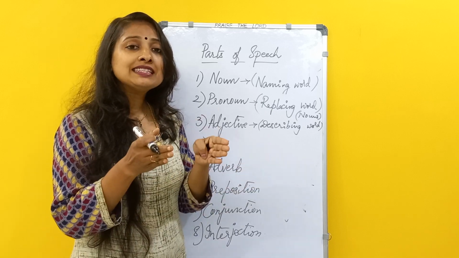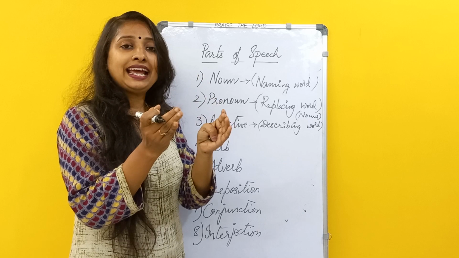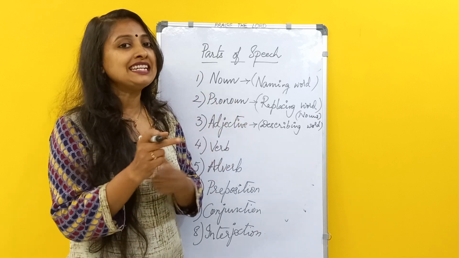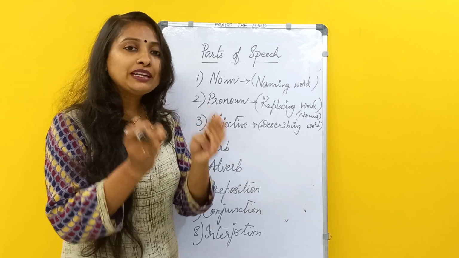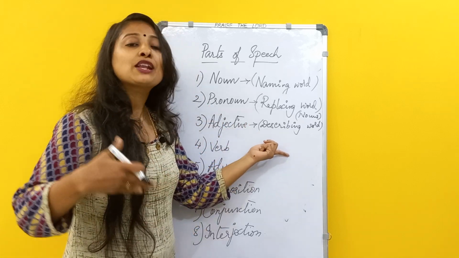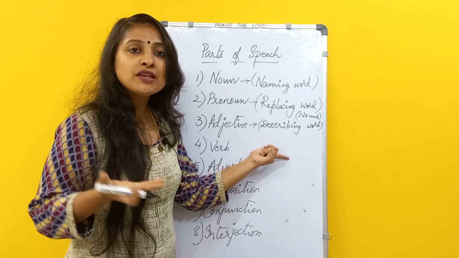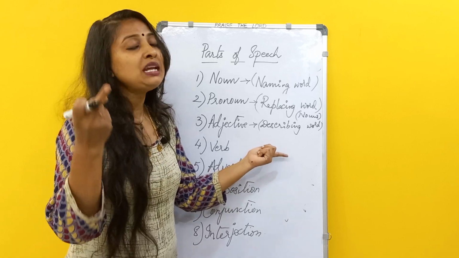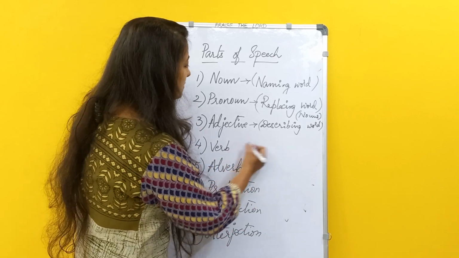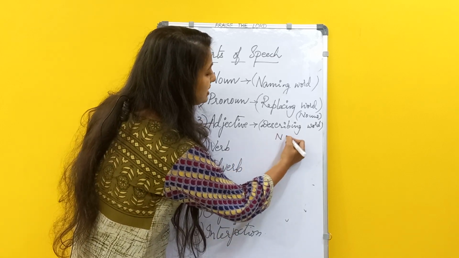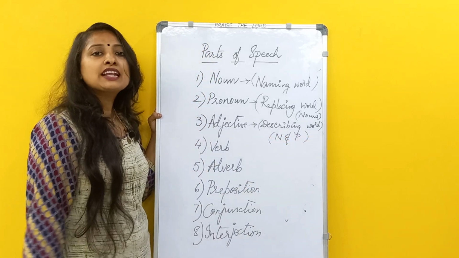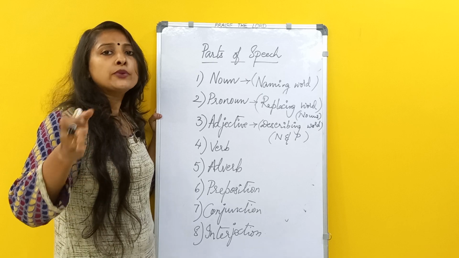So that means this white which is there is actually describing the board. So that is called an adjective. So these adjectives, we call them describing words. Whom will they describe? They will describe the nouns and the pronouns. Right?